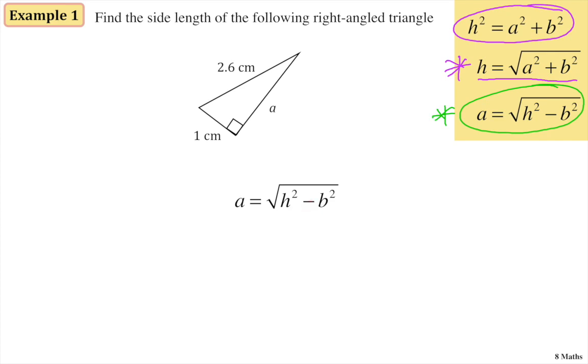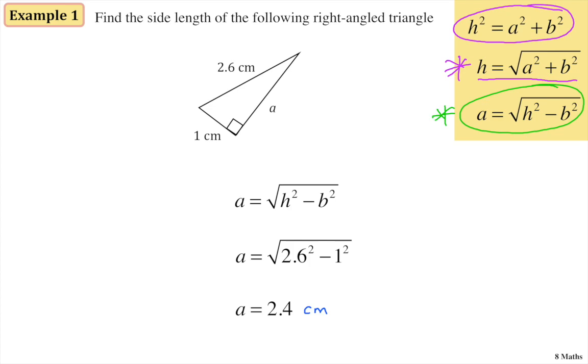So, in this case, a is equal to the square root of 2.6 squared, the hypotenuse squared, minus 1 squared. Put that into the calculator and you'll get 2.4. So, this side here is 2.4 centimeters long. Again, I'm not worried about the centimeters at this stage. I'm worried that you can get the actual correct length.